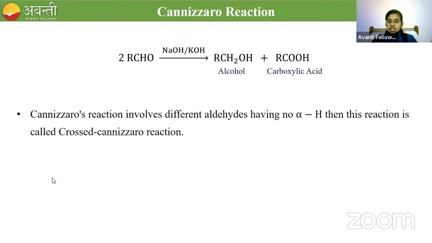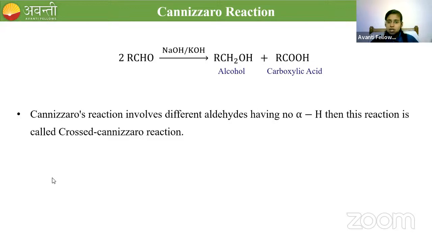If the Cannizzaro reaction involves different aldehydes having no alpha hydrogen, then this reaction is called the cross Cannizzaro reaction. If a reaction involves different aldehydes, then it is called cross Cannizzaro.